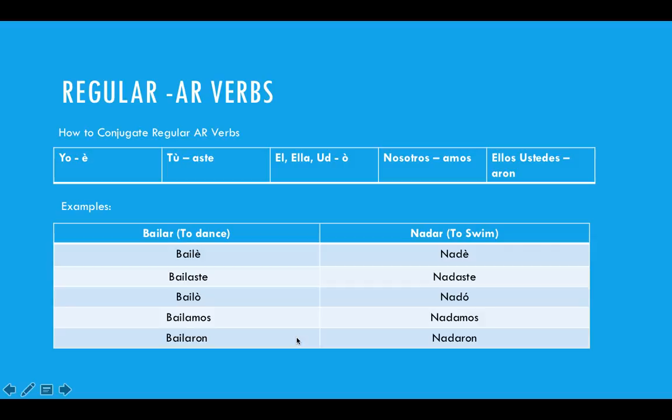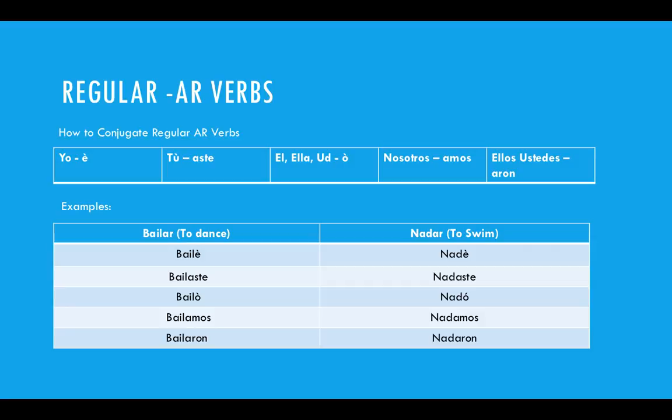And regular AR verbs change too. It's not like the present tense anymore because we're obviously in the past tense. So for the yo form we use é, for tú we use aste, for él we use ó, for nosotros we use amos, and for ellos and ustedes we use aron.